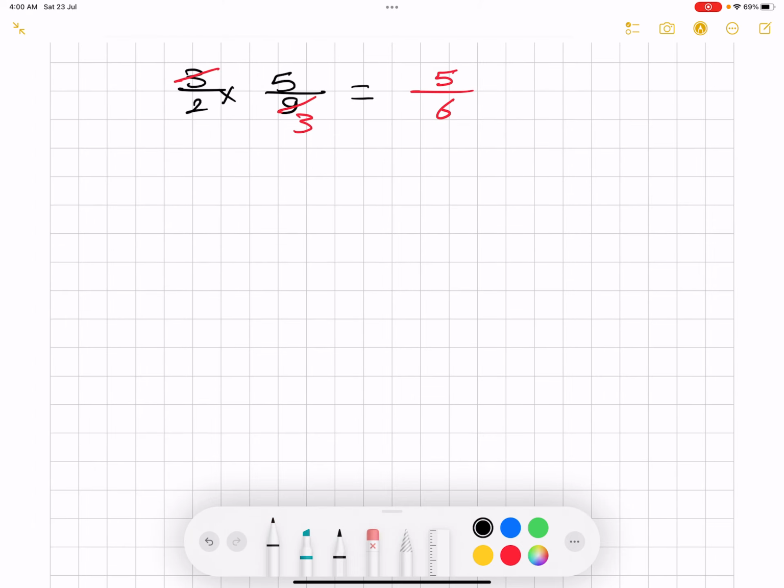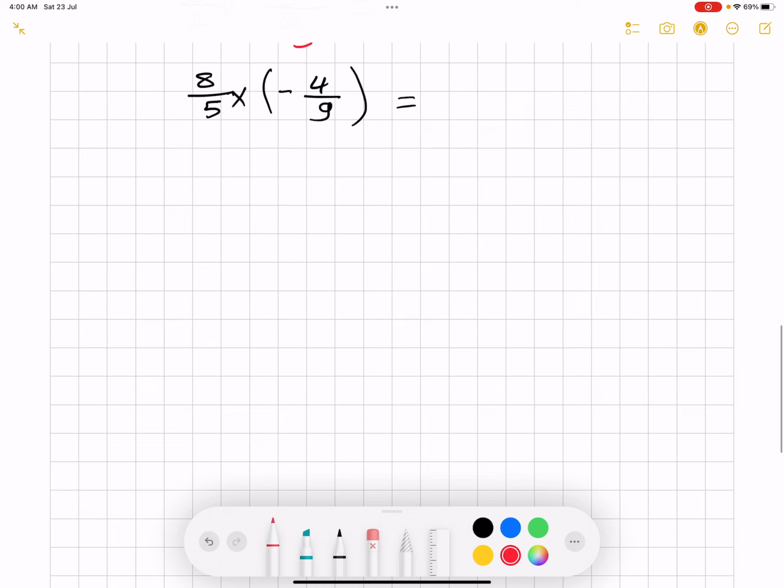What if we have another thing, like 8 over 5 times -4 out of 9. The result in the end will be negative, because it's clear that one of them is negative, so it will come out negative. If you notice, there are no common numbers, so I can't simplify. The 8 is 2 times 4, and the 4 next to it is 2 times 2. The 5 in the denominator is prime, so it is 1 times 5, and the 9 is 3 times 3. So there's no common factor between up and down, and all I have to do is multiply straight across. So it will be -32 over 45.